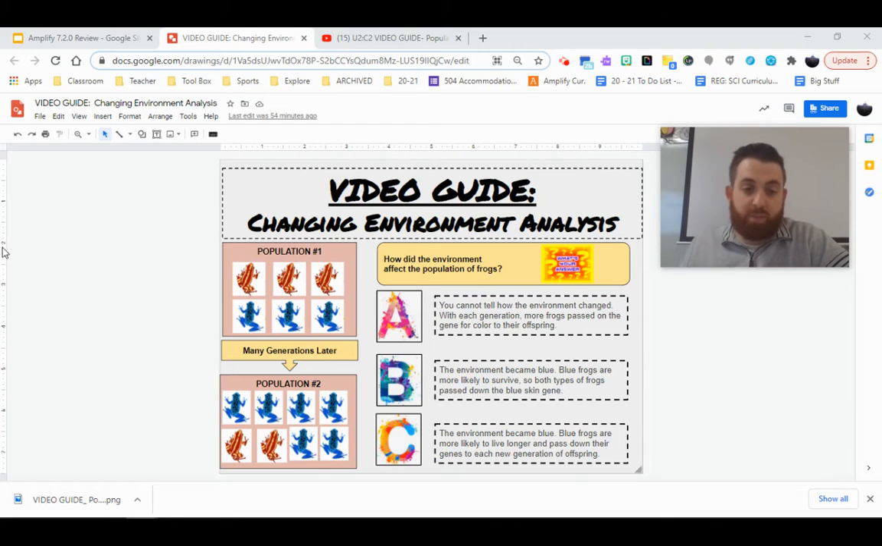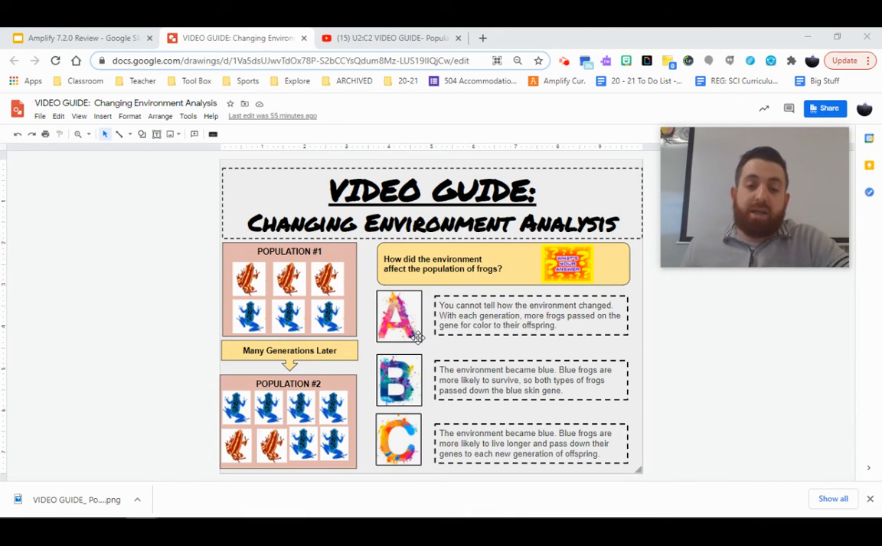So we have another frog question here that deals with how our environment is changing. If you notice, we have a population 1 that after many generations later has changed to this population that we see here. So the question, when we look at these two populations and identify the change that's occurring many generations later, is how did the environment affect the population of frogs? So how did our environment affect population 1, causing the change we see in population 2? So our job is to pick out which of these three descriptions best answers that question.